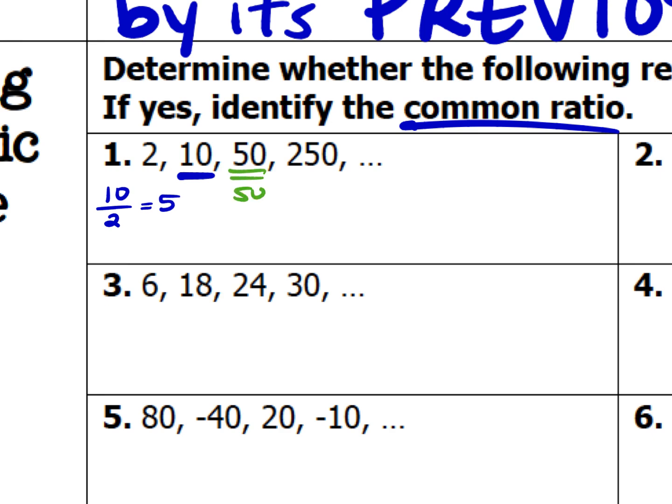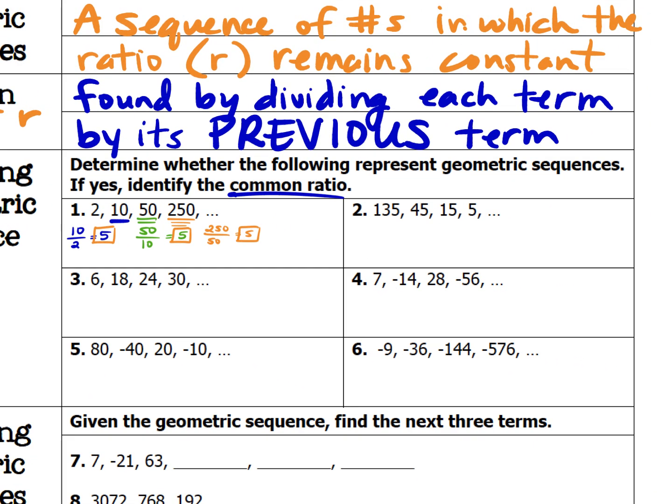50 divided by the previous term. What's the previous term? 10. So 50 divided by 10 is 5. Okay? Then you do it again. Your next term, 250 divided by what? 50, the previous term. When all three of those are the same number, that means your ratio is constant. Your common ratios stayed the same. That means it is a geometric sequence, okay? So in order for it to be a geometric sequence, that number cannot change, okay?